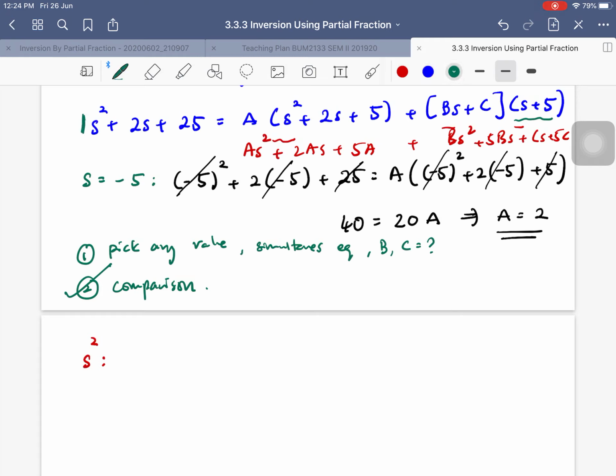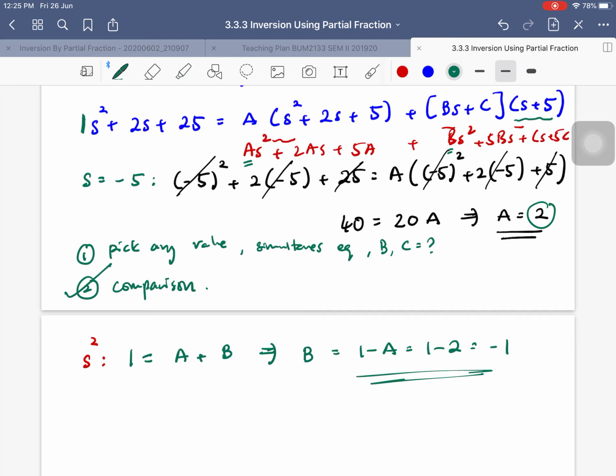Alright, so upon comparing the s to the power of 2, on this side my coefficient is given by a value of 1. So I'm going to have 1 equals, on this side, two coefficients of s squared, which is going to be a plus b. Because I already know that a is going to equal 2, I will get that b is going to equal 1 minus a, which is 1 minus 2. So b is going to equal negative 1. That is going to be my second constant value.